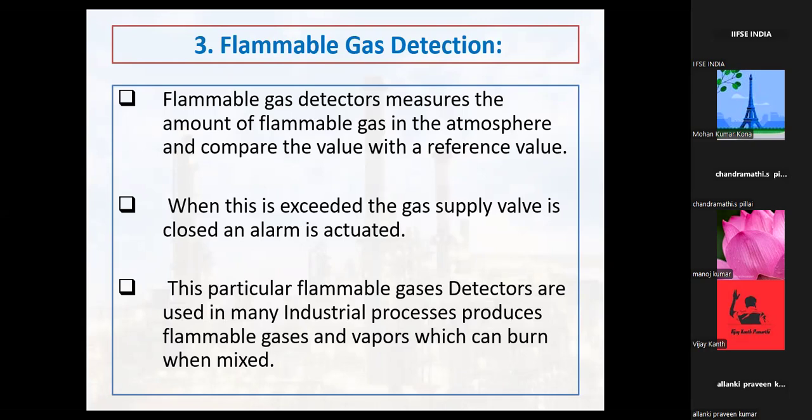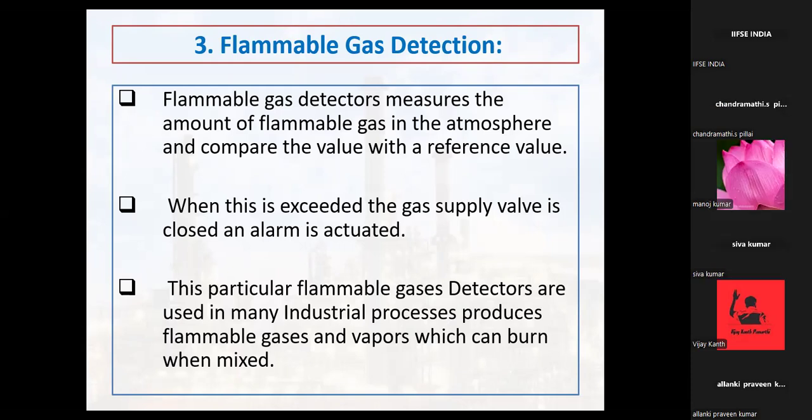Then you have the flammable gas detectors, which measure the amount of flammable gas in the atmosphere. People who have experience with gas detectors, multi-gas or single gas detectors, and who have performed jobs in confined spaces and taken readings, know that when we go for confined space readings, what should the LEL be? What should the LEL be? Lower explosive limit, sir. Zero, sir.